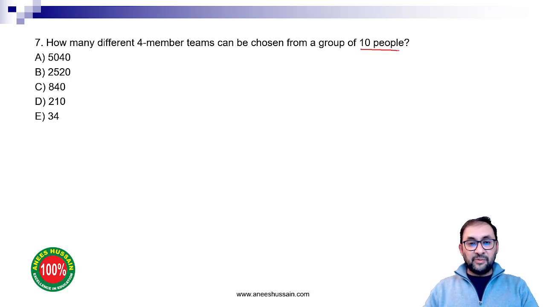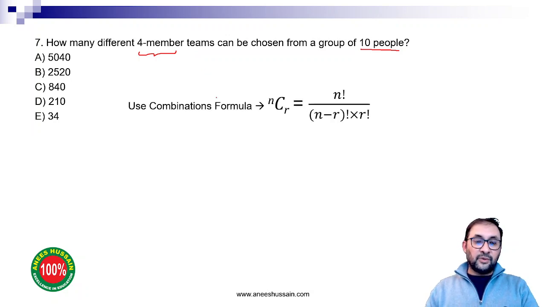So we have 10 people and we are choosing a team of 4 members. We are not arranging them, we're just selecting them. Then how many ways can we select 4 people from 10 people? That's a combination problem, not a permutation problem. So we'll use the nCr formula, which is n factorial over n minus r factorial times r factorial. So where your n is 10, you are choosing 4. So 10 C 4, 10 combination 4. Some people say 10 choose 4.